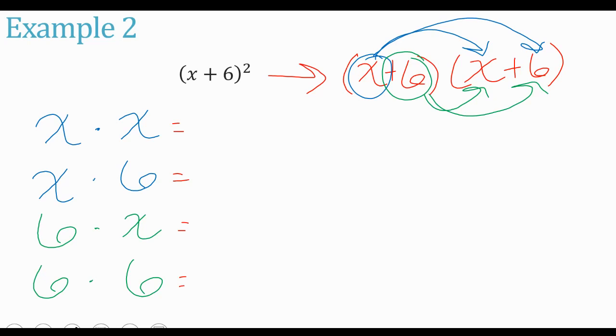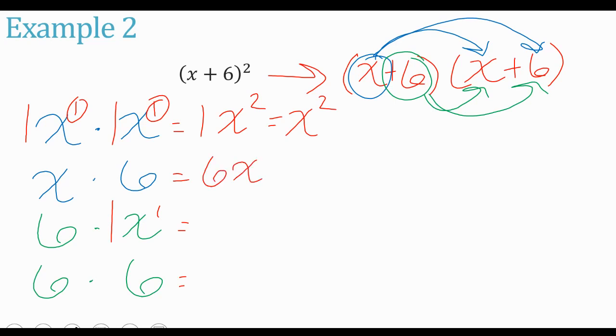If you want to, fill in your invisible exponents and coefficients, just so you can see where all these numbers are coming from. Now for this first part, we have 1 times 1, which is 1, and then add your exponents of the like variables here, that's going to give us 2. So that is just the same as saying x squared. Now x times 6 just gives us 6x. 6 times x gives us 6x, and then 6 times 6 gives us 36.